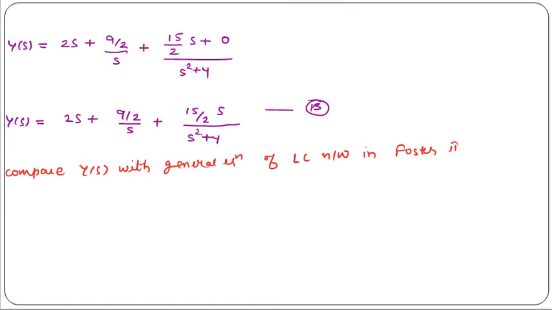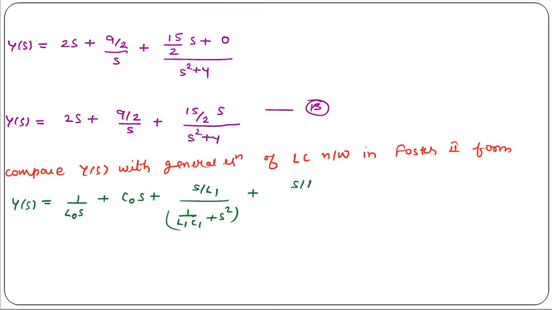So in the previous lecture I developed the equation of the LC network, which was Y of s. We were getting, for the LC network in the Foster second form, 1 by L naught s plus C naught s plus s by L1 divided by 1 by L1 into C1 plus s square, that is s by L1 divided by 1 by L1 C1 plus s square. Then we have s by L2 divided by 1 by L2 C2 plus s square and so on. Okay, so now we can compare.